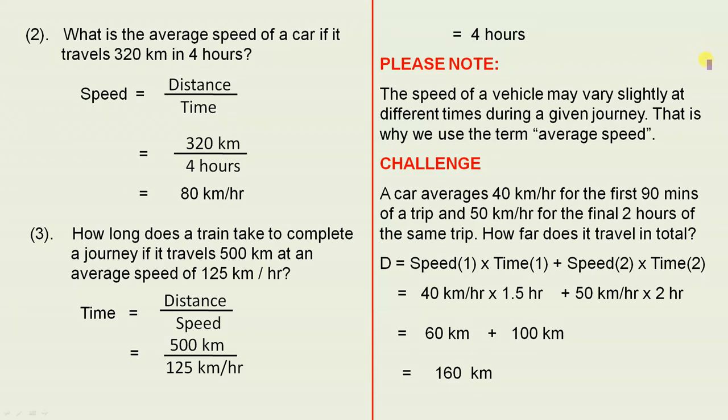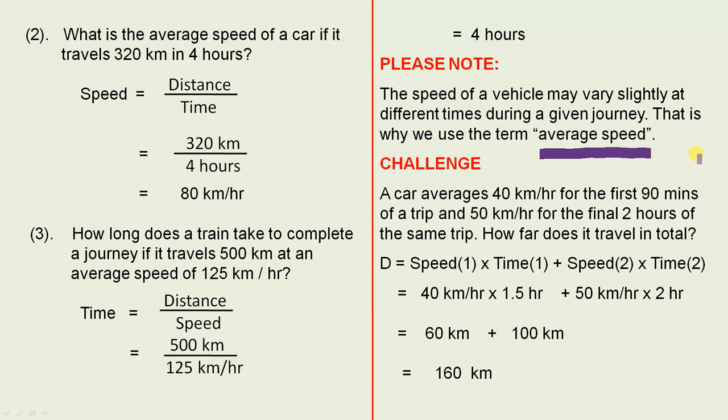Please note, the speed of a vehicle may vary slightly at different times during a given journey. That is why we use the term average speed. So when you see the term average speed, that's often used because the speed associated with a particular journey might not be exactly the same for the whole journey.